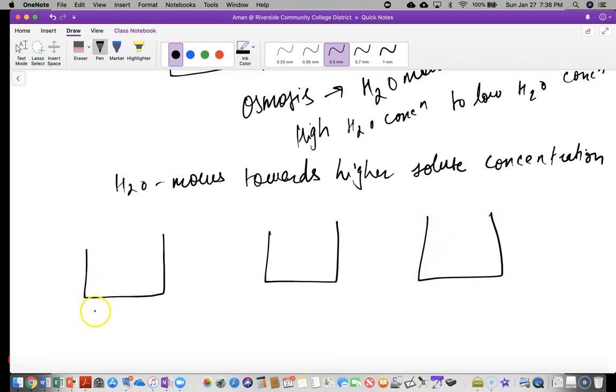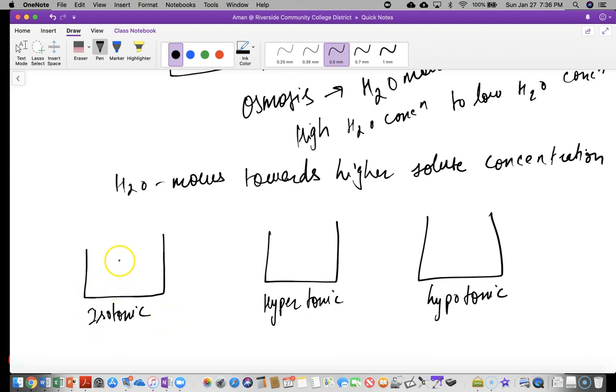and we're going to call the first one isotonic. Then the second one is hyper. Hyper means high. So tonic, as in salt concentration, this is high salt concentration. And hypo means low. So hypotonic. Think of hypertension, like high blood pressure, and hypotension, low blood pressure. So hypertonic means a high concentration. Hypotonic means low concentration. Isotonic means same concentration.